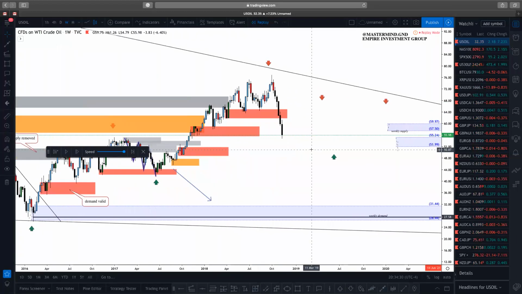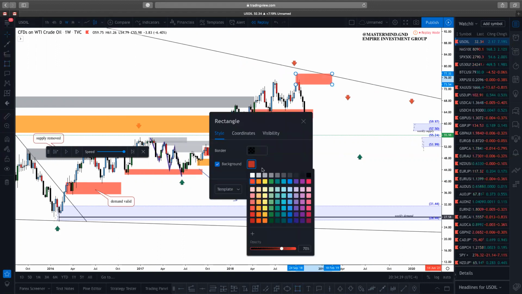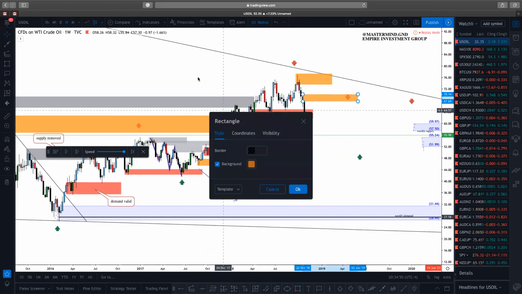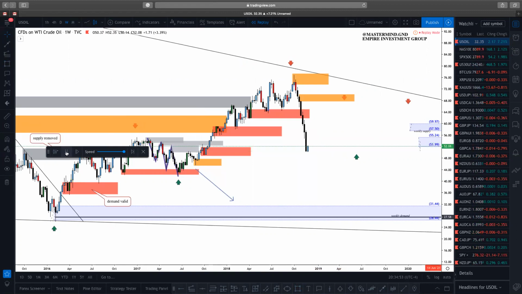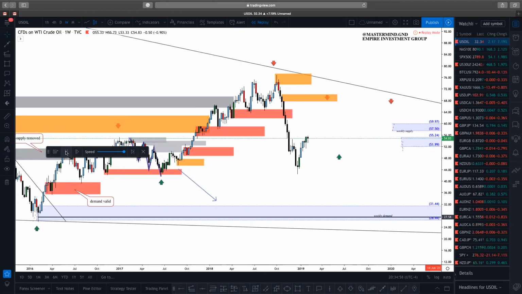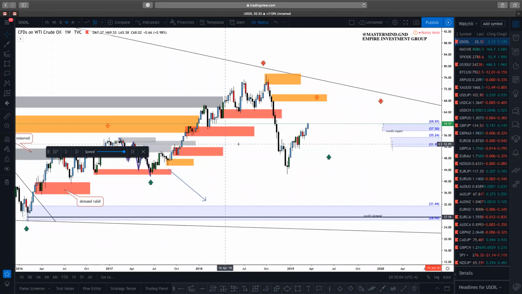Okay, boom. So here we have demand removed. Who was responsible? Supply, right? We have a drop, base, drop, because this is a basing candle right here. These are basing candles, so we consider these supply. So here we had drop, base, drop. This should have been supply, but it was removed.